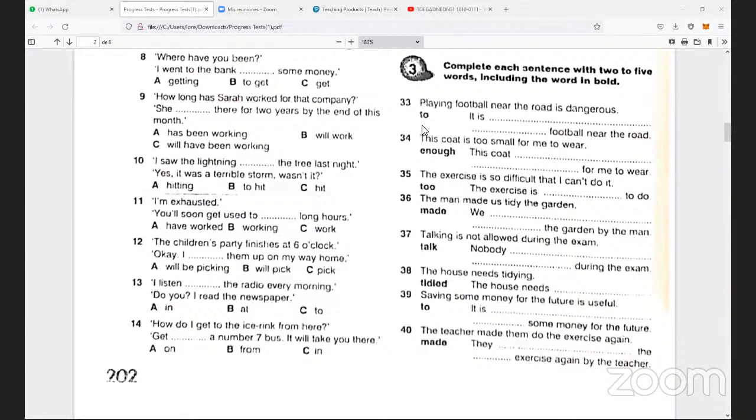We were tidying the garden by the man. We were tidied, tidy, right? Tidied, yes, in participle. The garden by the man. By the man. Perfect. Okay. Nobody can talk during the exam. Great. The house needs to be tidied. Excellent.